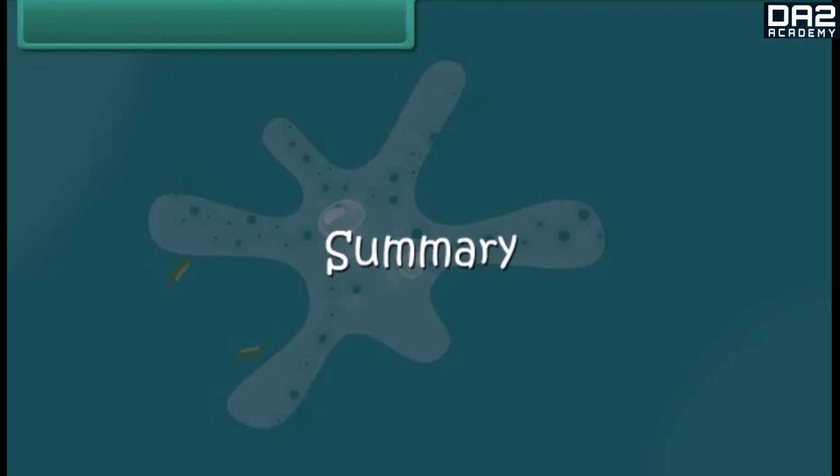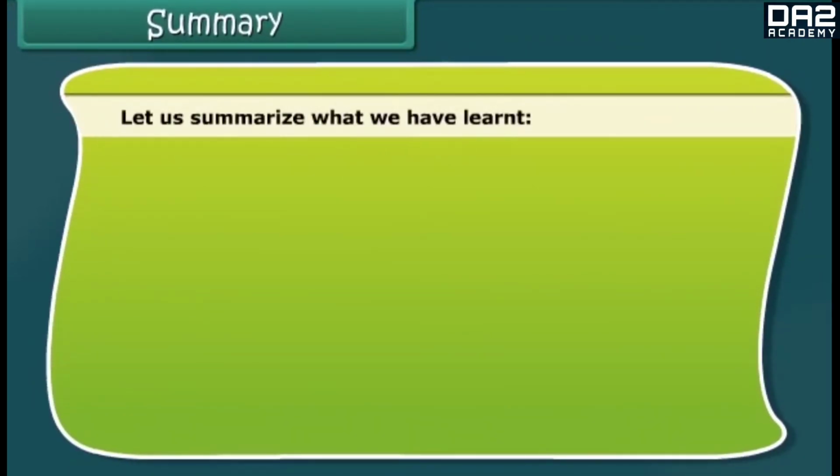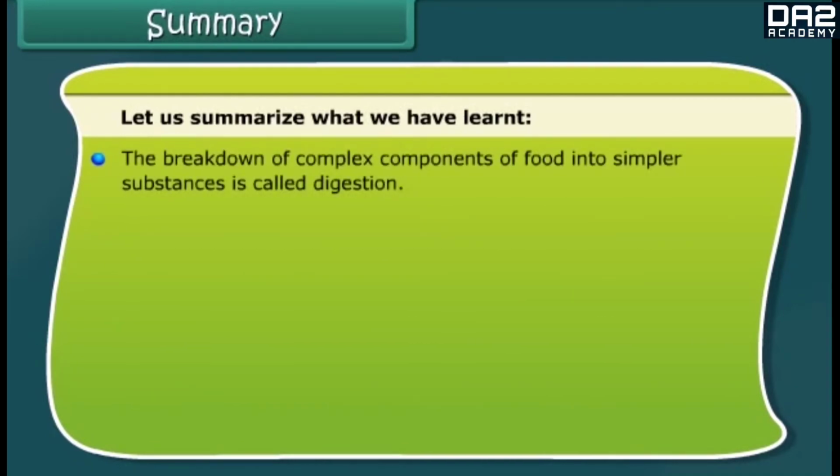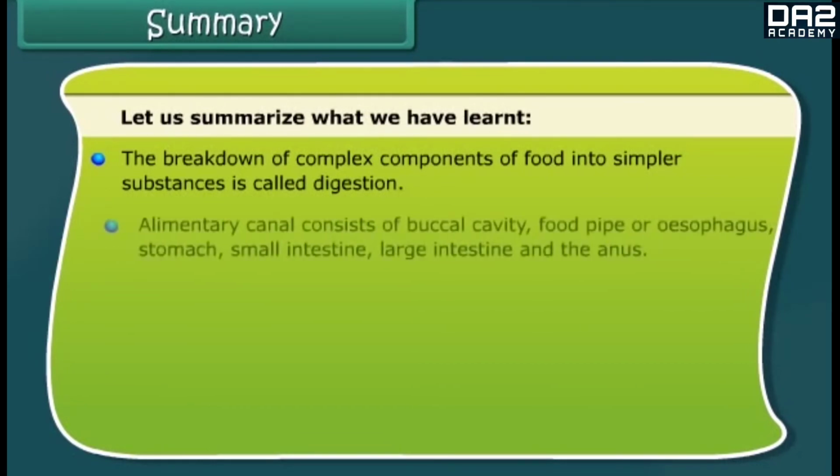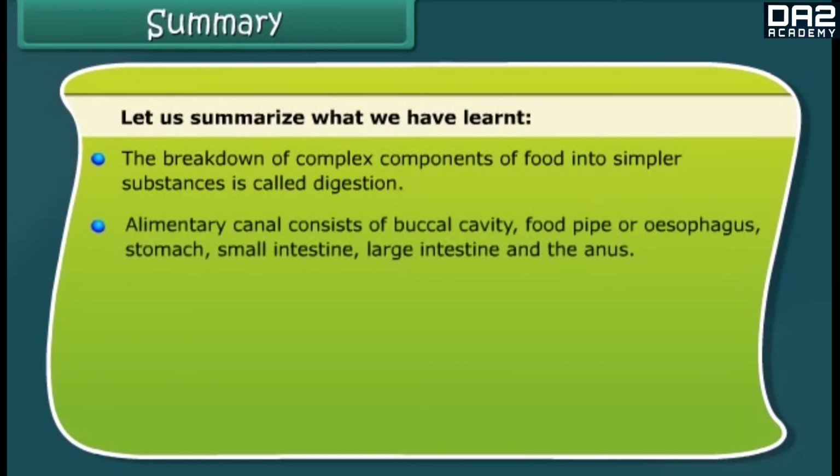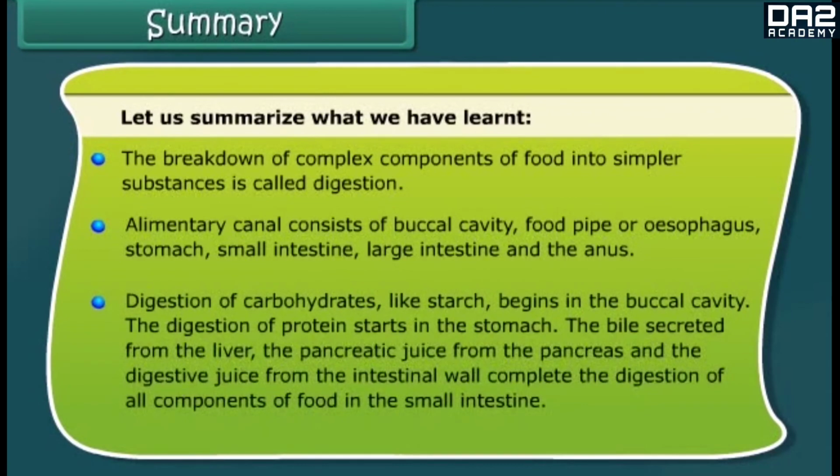Summary. Let us summarize what we have learned. The breakdown of complex components of food into simpler substances is called digestion. The alimentary canal consists of the buccal cavity, food pipe or esophagus, stomach, small intestine, large intestine, and the anus. Digestion of carbohydrates like starch begins in the buccal cavity. The digestion of protein starts in the stomach.